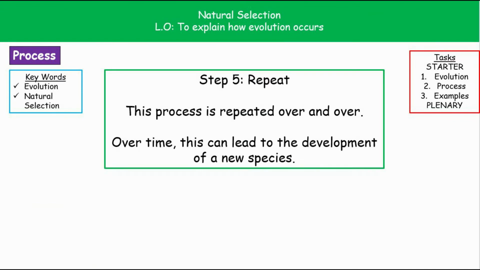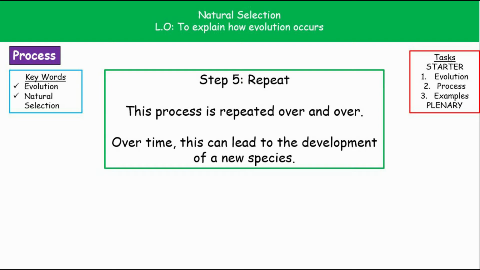Our fifth and final step is the repeat. So this is going to happen, those steps 1 to 4, over and over and over again. And this is going to take quite a long time. And over a long period of time, we can eventually get to a new species being developed.